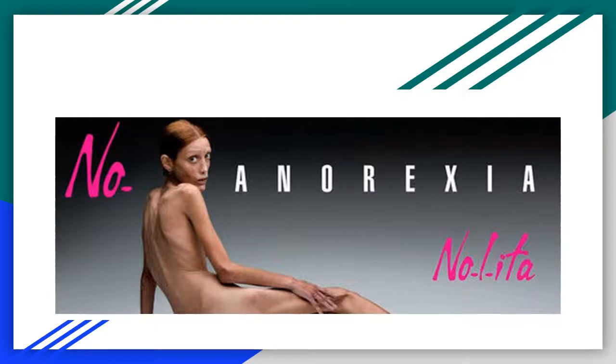This picture was taken from our textbook. If you recall, back in chapter 8, this is a picture of the French model named Isabelle, who prior to her death at the age of 28 posed for this picture to bring awareness to the dangers of anorexia nervosa.